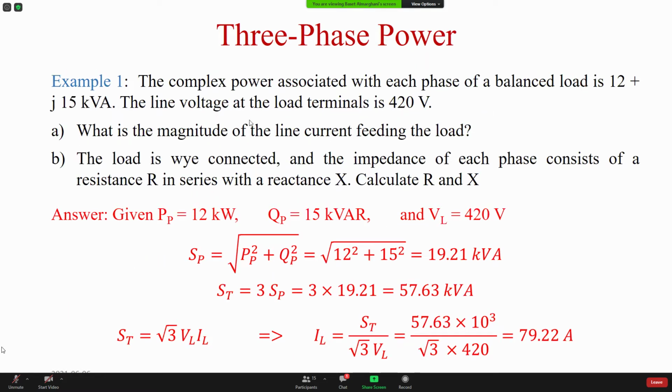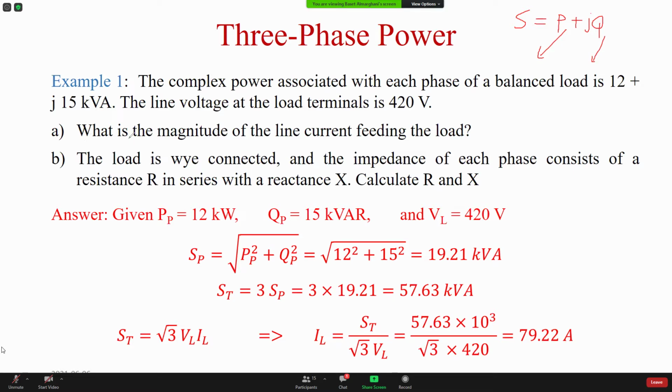Here's an example. They give you complex power, 12 plus j15. What does that mean? Complex power, we said, is P plus jQ. So the first number is P, the second number is Q. So from here, P is 12 kilowatt, Q is 15, because the unit is kilovolt ampere reactive here. The voltage is 240. Okay.